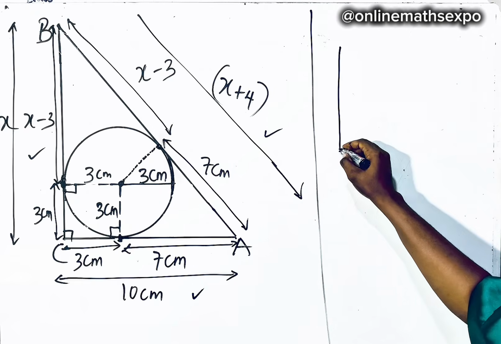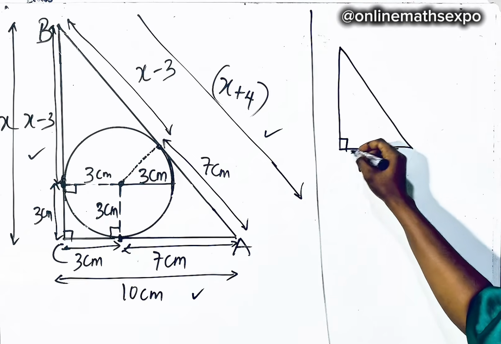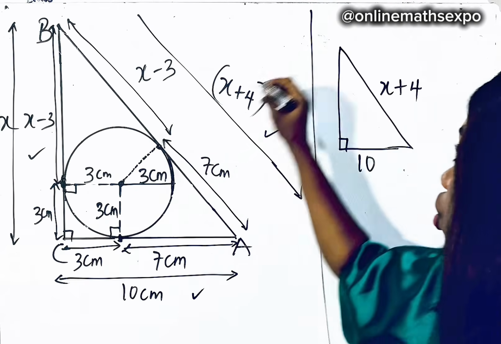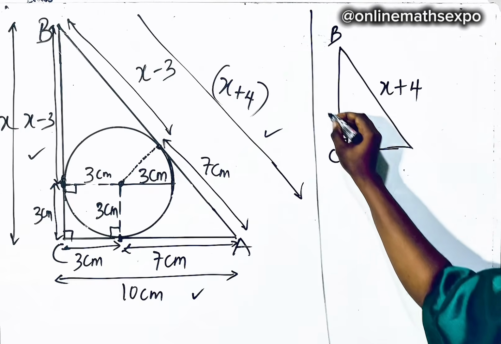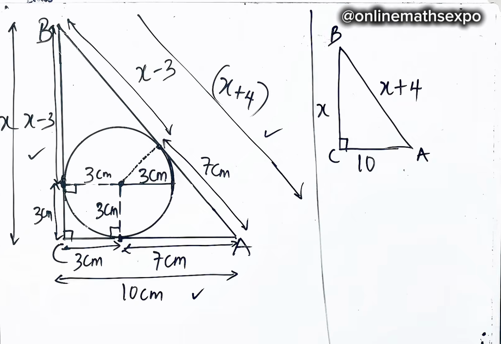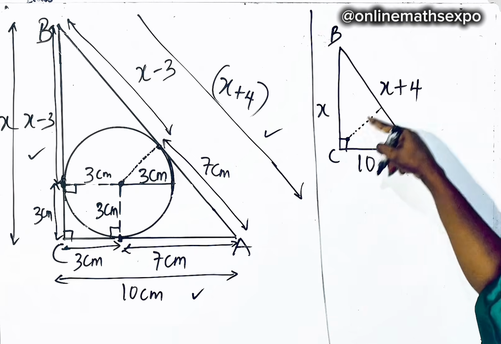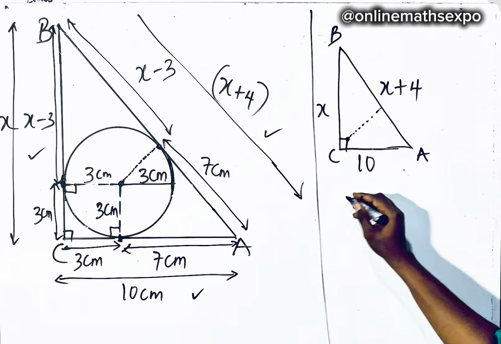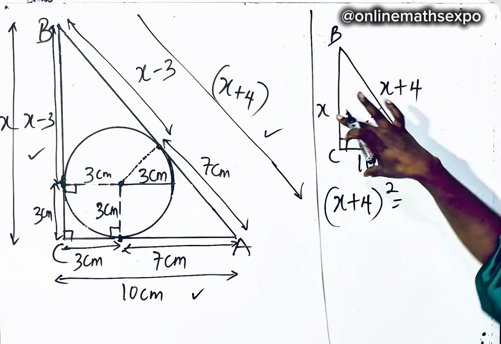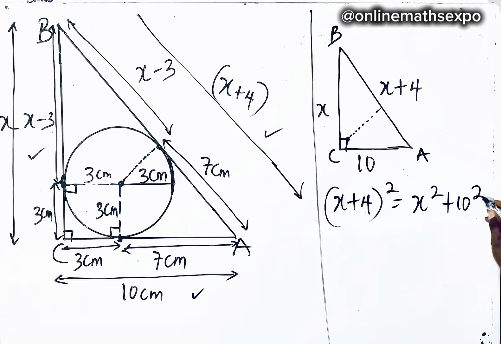This length is 10. Here measures x plus 4. And this, which is BC, measures x. This is our A. Now, using your Pythagoras theorem, this is the longest side. The side opposite to this angle 90 is the longest. So squaring it, x plus 4 squared should be equal to the sum of the squares of these two legs, and that is x squared plus 10 squared.